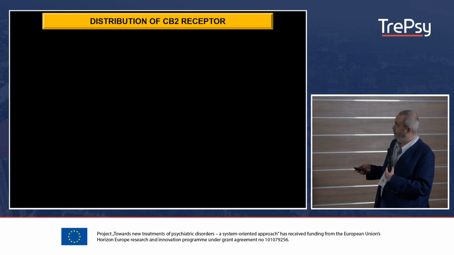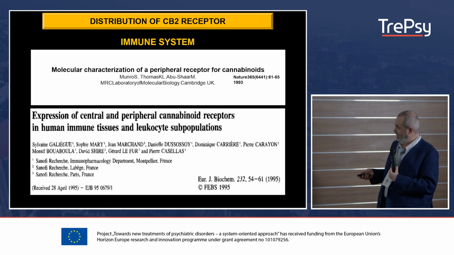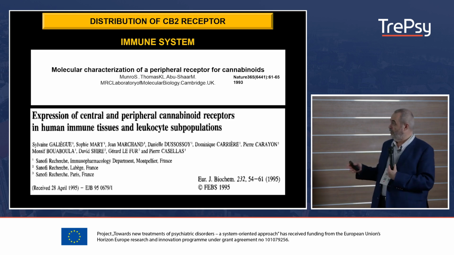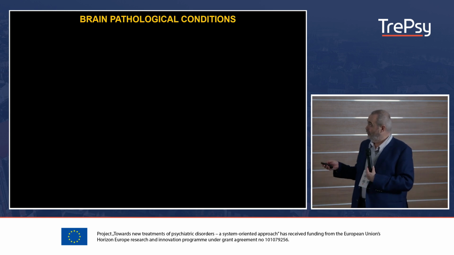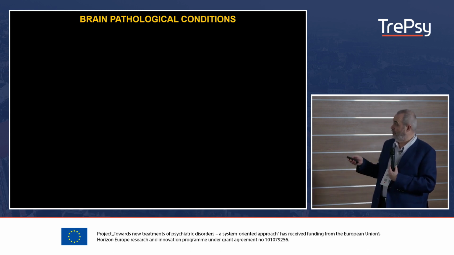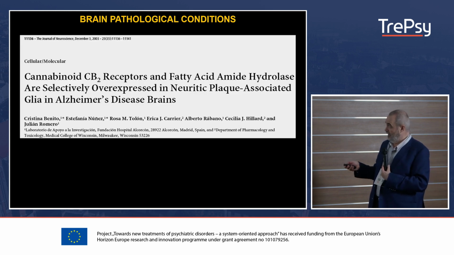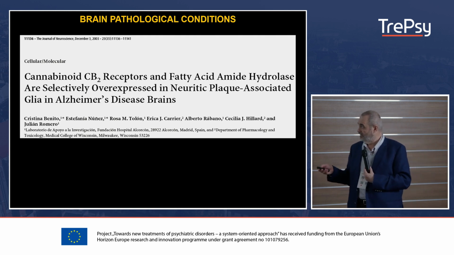About the CB2 receptor, there was a lot less information. In 1993, it was shown that the CB2 receptor was in spleen, and in this other paper, on lymphocytes. So it was thought that the CB2, because we were not able to measure it in the brain, was a peripheral receptor, not in the brain. In 2003, under a different situation, not the basal condition but a brain pathological condition, it was found for the first time overexpressed in neuritic plaques in the brains of Alzheimer's disease patients.